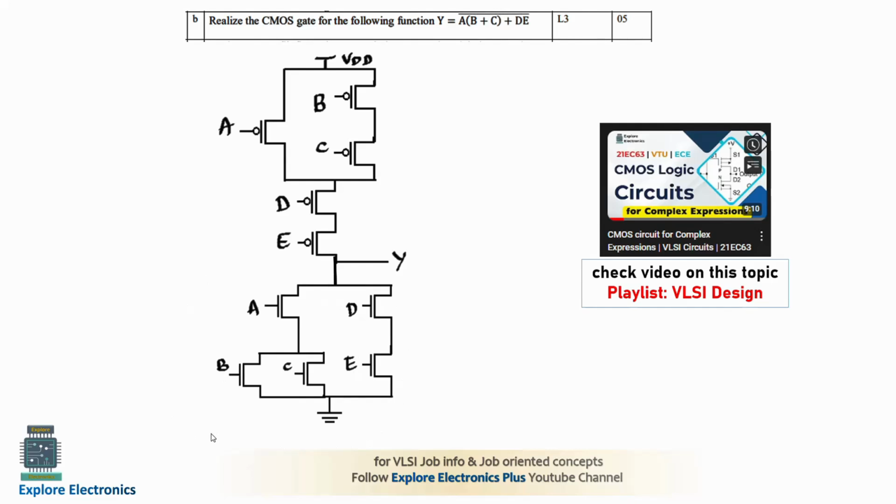So this pull down network you need to write first, and by looking at the pull down network you need to write the pull up network by converting the series connections into parallel and parallel connections into series. Then we are going to get the output Y as the complement of A into B plus C plus DE.